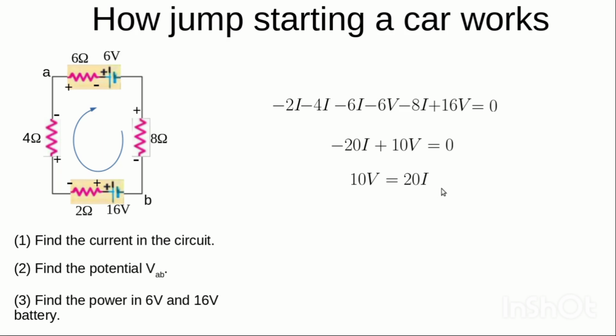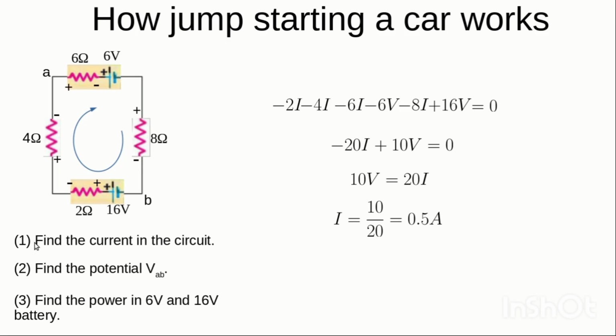So if we make I the subject of the formula, we are going to get I equal to 10 over 20, equal to 0.5 ampere. So this is the current that is flowing through the circuit, right? And because it is positive, it shows that the direction that we took is the right direction, right?